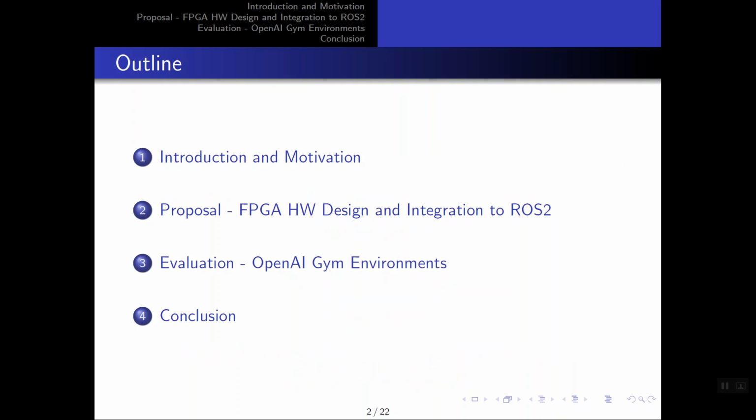So here's a brief outline of what we're going to be discussing today. I'm going to start with an introduction to reinforcement learning. I'm going to be laying out some of the challenges in deploying reinforcement learning agents to robots. Then I'm going to be describing our proposed system, which is based on FPGAs. I'm going to be showing you the evaluation that we have performed on this proposed system that used OpenAI Gym environments, and we're going to end with a conclusion.